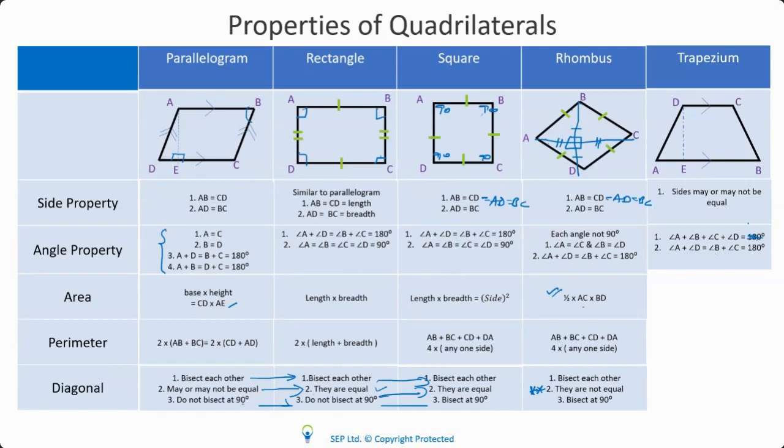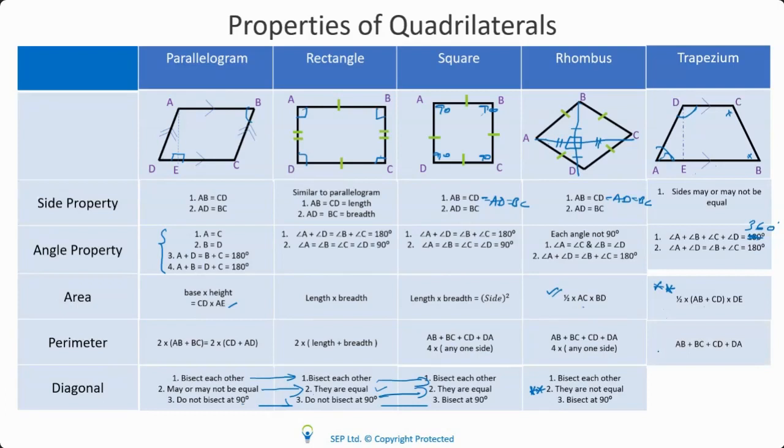And since they are parallel, this angle plus this angle is 180, and this angle plus this angle is 180. This is important. Sometimes you may have to use this. So in case of a trapezium, you should know area is half into the sum of parallel sides AB plus CD multiplied by the perpendicular distance. This is an important formula that you should be aware of.